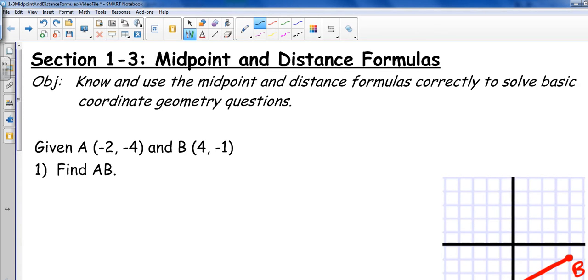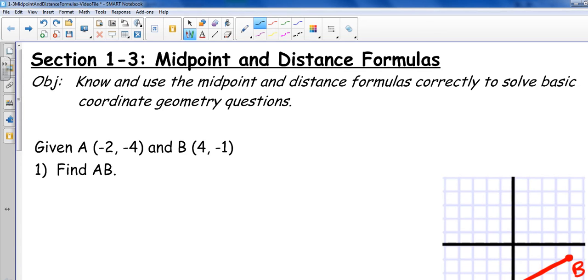Okay, this video is going to be a quick introduction to the midpoint formula and the distance formula, two formulas that you will use extensively when you are solving coordinate geometry questions. I'm going to give you an example of each, give you the formulas, and we will look at an extra example for the midpoint formula.